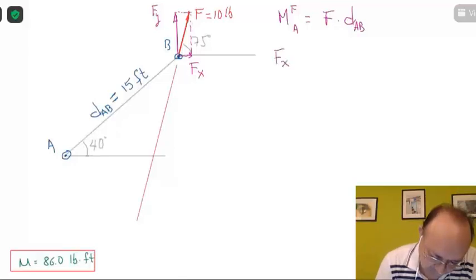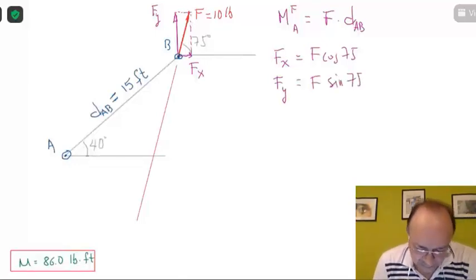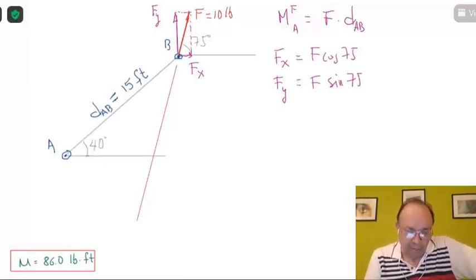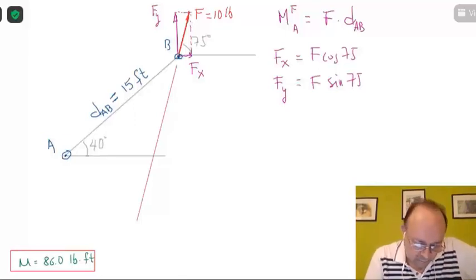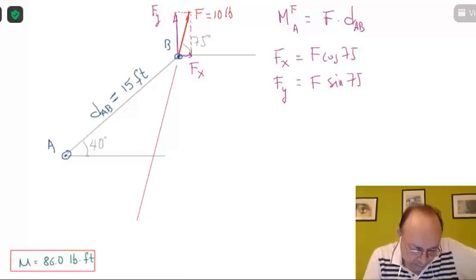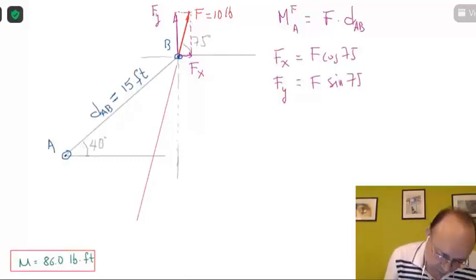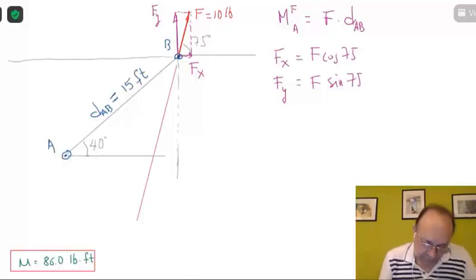Okay, now let's see the components. Fx is equal to F cosine 75 and Fy is equal to F sine 75. Now we need to find the distance from point A to those two forces, perpendicular to those two forces. If I make a projection of those forces, I have the line of action of Fy will be this line here. And this horizontal here will be the line of action of Fx.